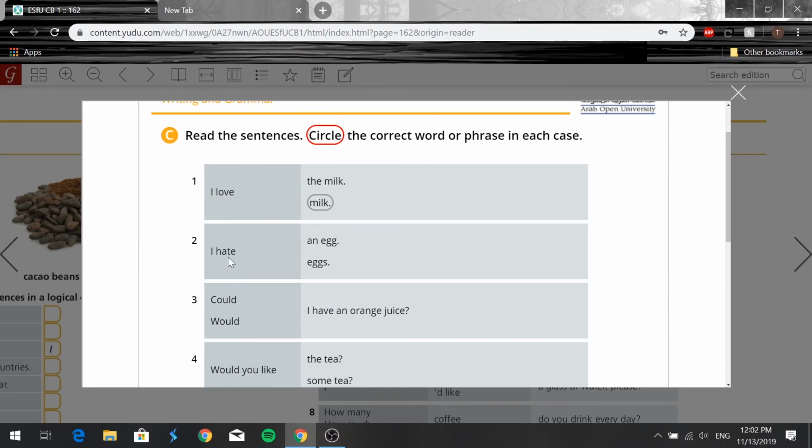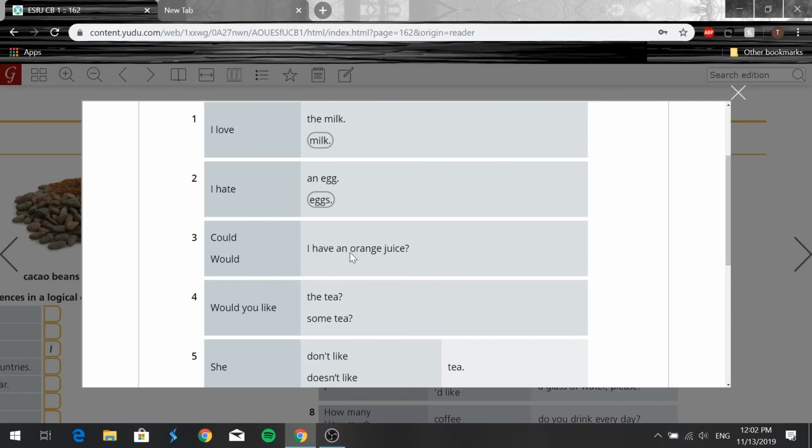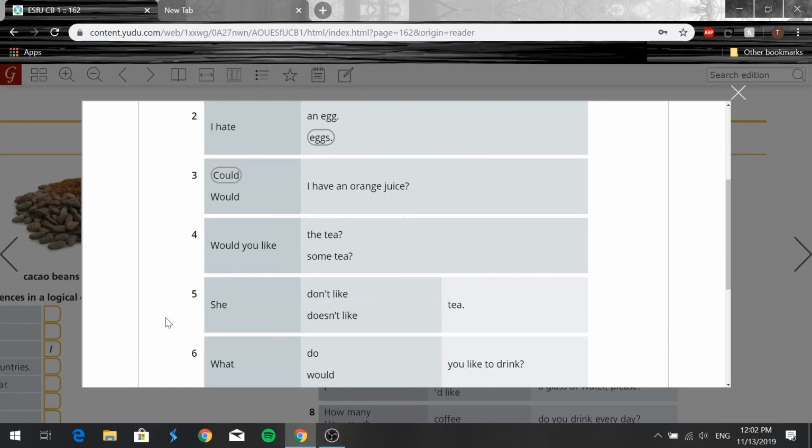Love, hate, so when I say I love or I hate, never use an article. Then we have 2: I hate, same as we just said, an egg or eggs. So I'll say eggs again, no article. Could or would I have an orange juice? I'll say could in this case, because could is used for polite requests in the question form.